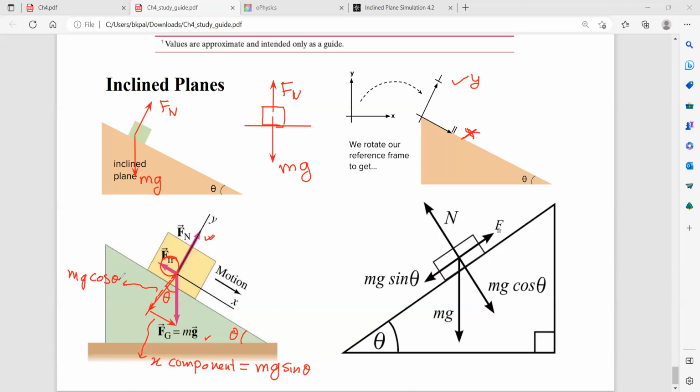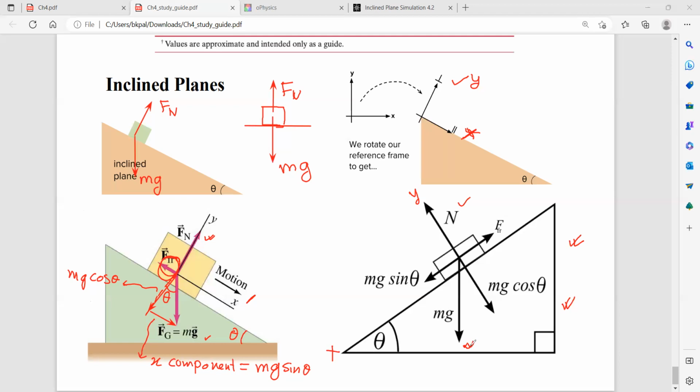Okay, and if the object is moving downward, so here you see that the motion is downward, so the friction will be upward, so this is the friction. Okay, so let's see another example here. So this is the normal force, Fn, and then here you see that the gravitational force should be parallel to this line. Okay, and this will be our y-axis, and this will be our x-axis.